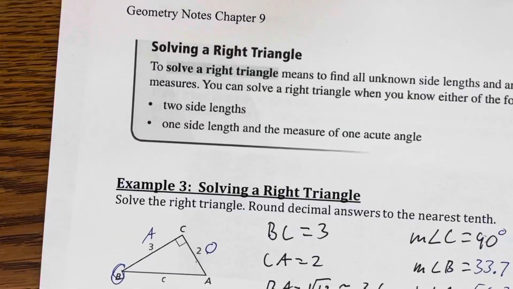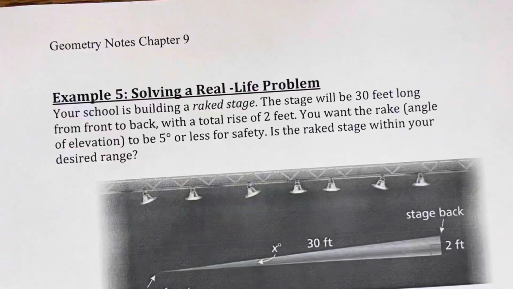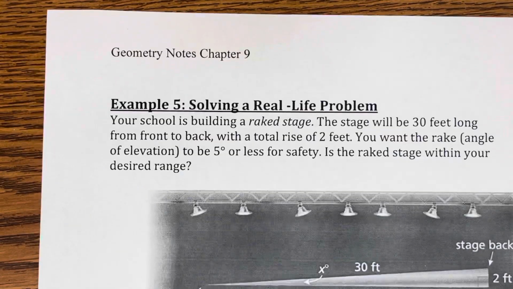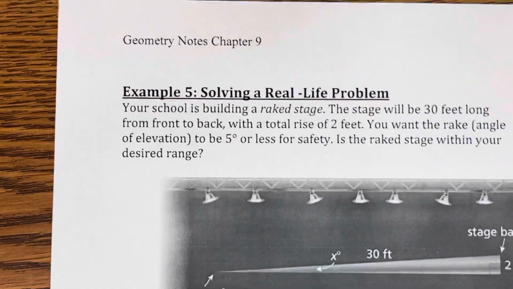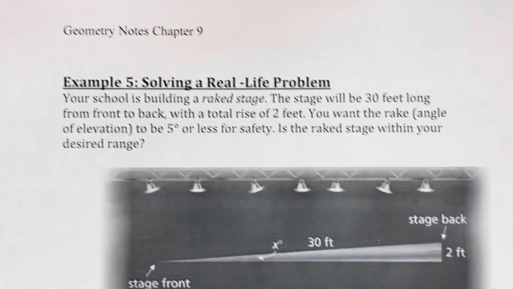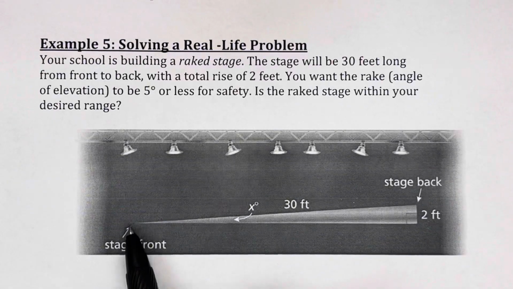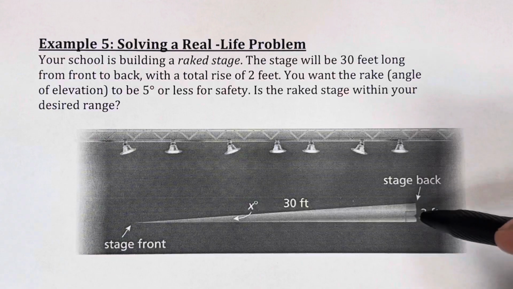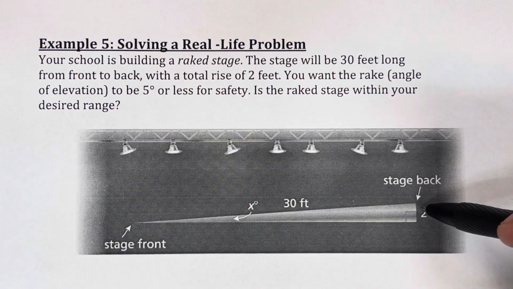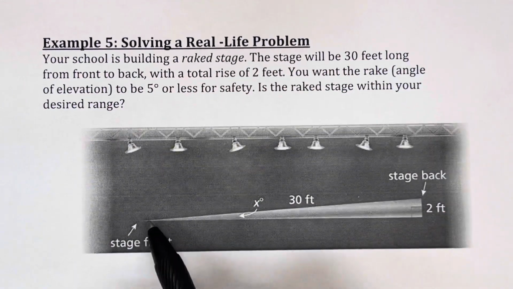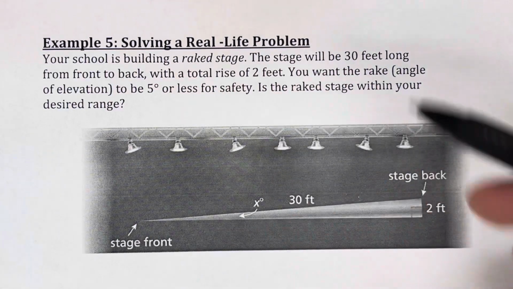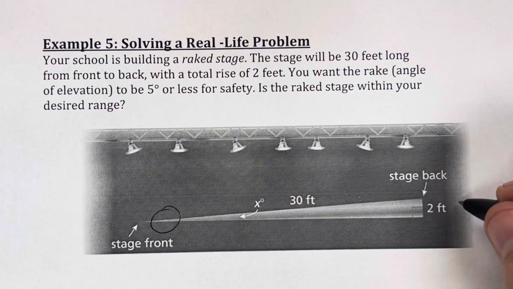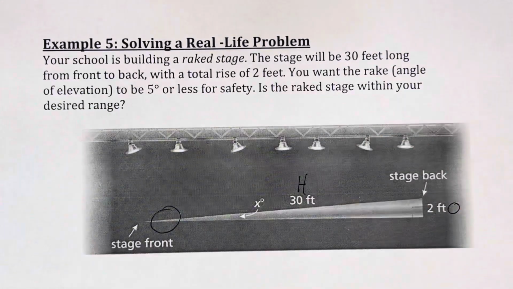And we got it. So, solving the right triangle, you have to find all the missing parts, 6 total things. So, our next example says your school is building a rake stage. The stage is 30 feet long, so from here to here is 30. It has a total rise of 2 feet. And you want the rake angle of elevation, so this is the angle of elevation looking up, to be less than 5 degrees. So we have to check that. So from this angle, that's our reference angle. 2 is opposite, 30 is the hypotenuse.